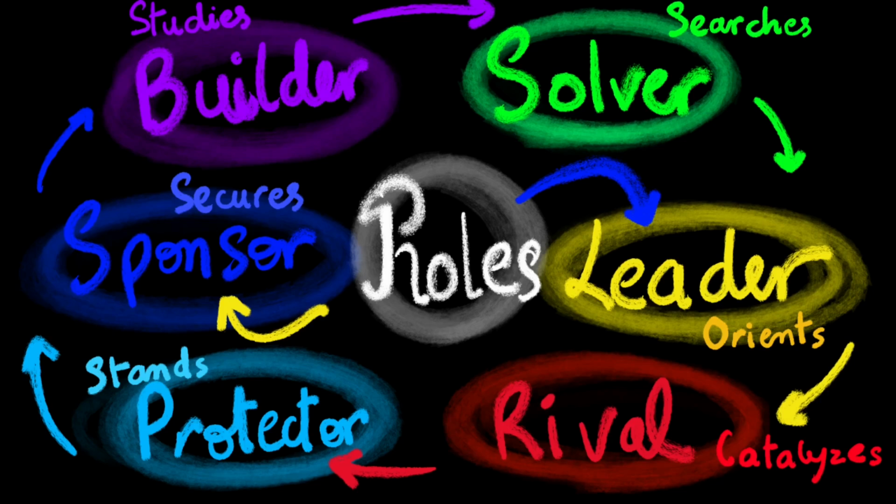The solver searches. She tries to solve problems. The leader orients. She's bound to make decisions. The rival catalyzes the team. It's her role to ensure the advancement of the team through the story. The protector stands for the team. The sponsor secures the team's assets and positions. She will defend her actual property and also ideals, much like the protector, but for more immaterial reasons.